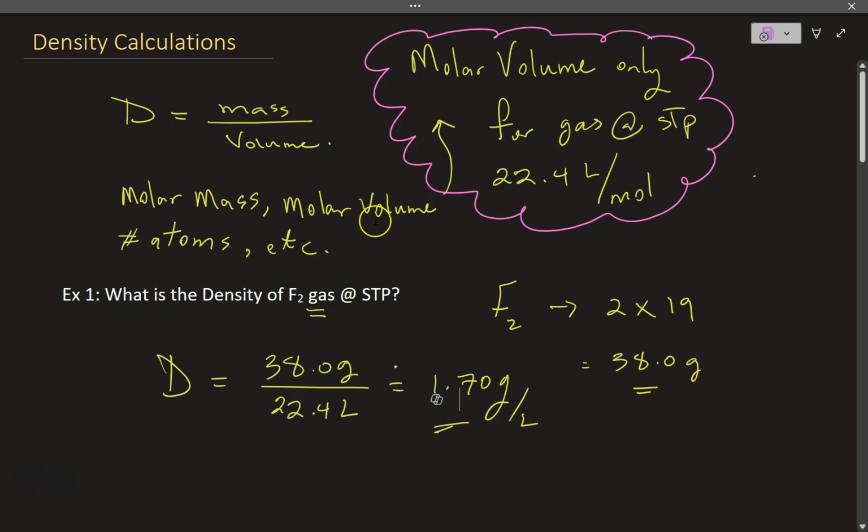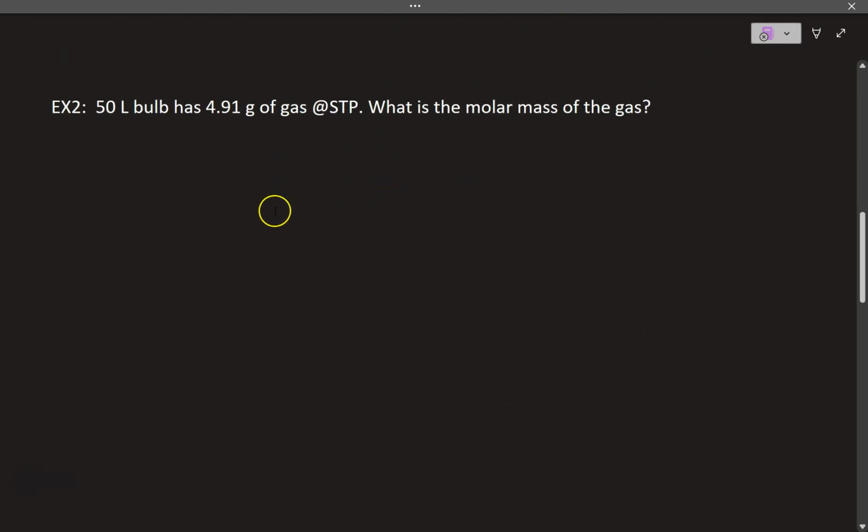Okay, let's look at another example. We have a 50-liter bulb with 4.91 gram of gas at STP. Again, it's gas. What is the molar mass of the gas? This is very interesting, but it's straightforward again. The density, you can easily use it here, since it's giving you the volume. So density is equal to mass over volume, and in this case we can use the molar volume later on to change it to the value that we want.